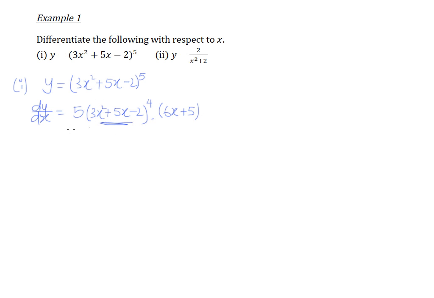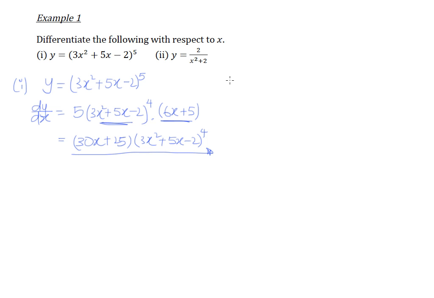But usually, you won't be able to leave your answer just like this. You have to simplify a little. So your 5 and this 6x plus 5 can be further simplified. It becomes 30x plus 25, so multiply in the 5. And of course, this 3x squared plus 5x minus 2, the entire thing raised to the power of 4. This entire thing, don't touch it. Don't do anything to it because you're not going to expand it anyway. So there you go. This is the solution, the answer to this question.